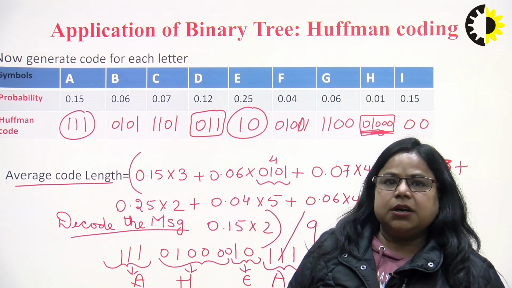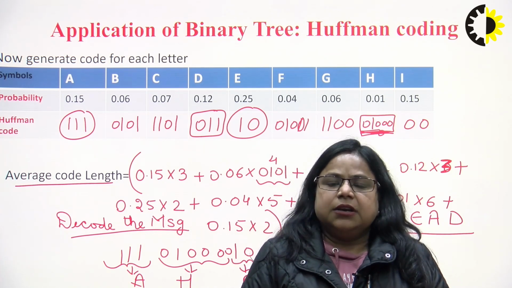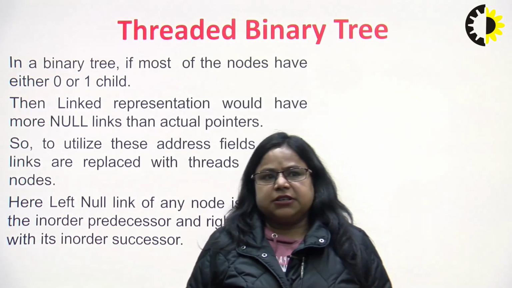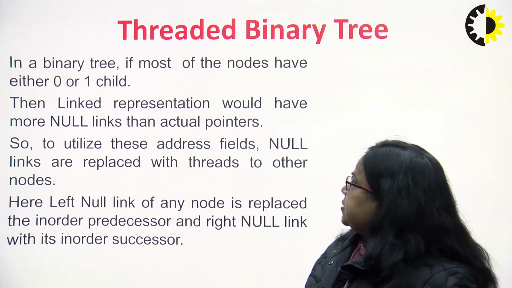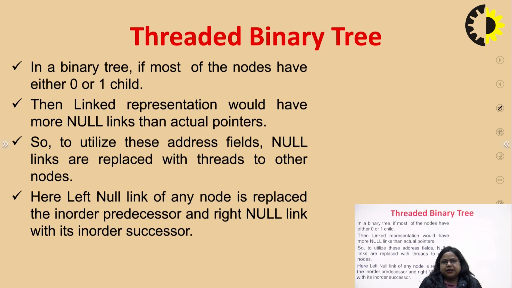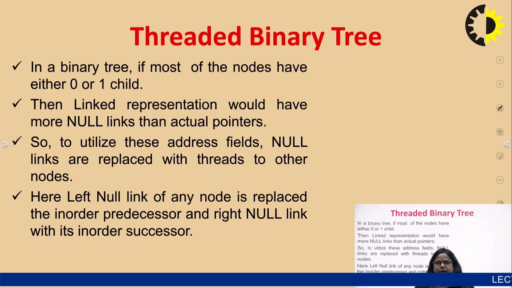This is the way Huffman coding works, which is one of the applications of binary tree. Now, after this, we are going to talk about the next application, that is the threaded binary tree. As we all know, what do we mean by the term binary tree? In a binary tree, most of the nodes have either 0 children or 1 child, right? So in that case, what happens in the linked list representation is that we represent the pointers with the help of null links, right?